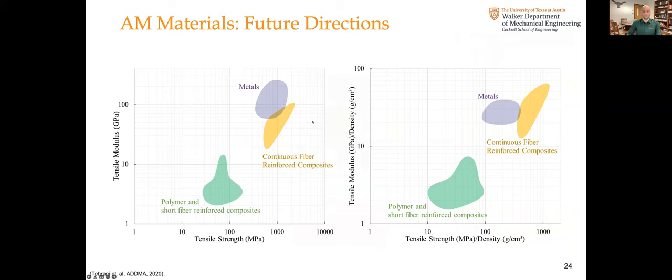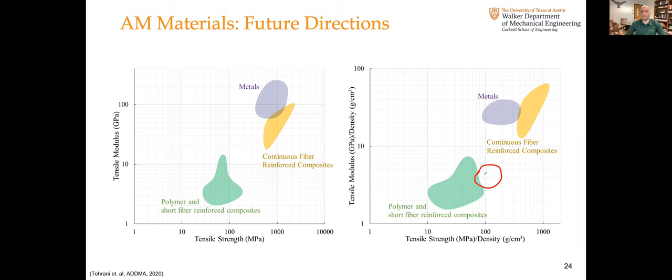So to put all that in perspective, I want to show you this Ashby plot here. These are properties of additively manufactured polymers, short fiber reinforced polymers, metals, and continuous fiber reinforced composites. The Ashby plot of the same tensile properties, but this time per density, shows you that continuous carbon fibers are probably ideal for lightweight applications. But again, these properties are only in the fiber direction. These are not isotropic like metals. Another thing that we learn is that if you want to improve your strength, you can lower your volume fraction and probably explore this space.